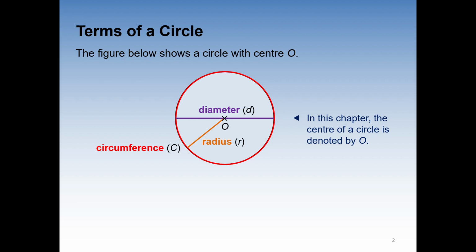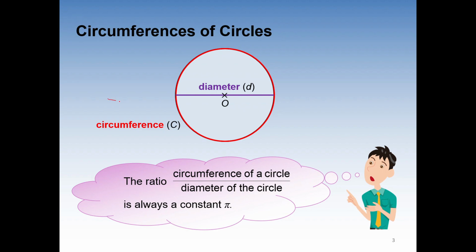Our second learning target today is to find out how long the circumference is. No matter if you draw a small circle or a large circle, if you measure the circumference and the diameter, you can discover that their ratio is always a constant. We call this constant pi. So we denote their relationship using this formula.